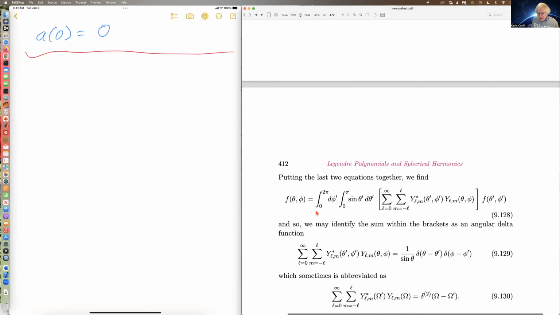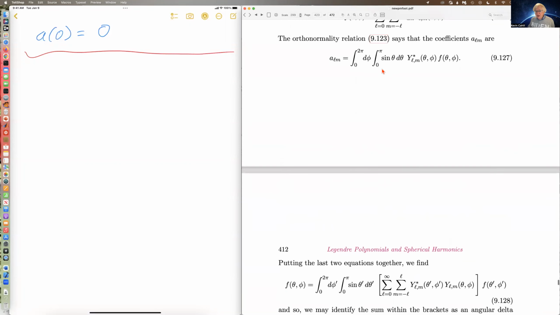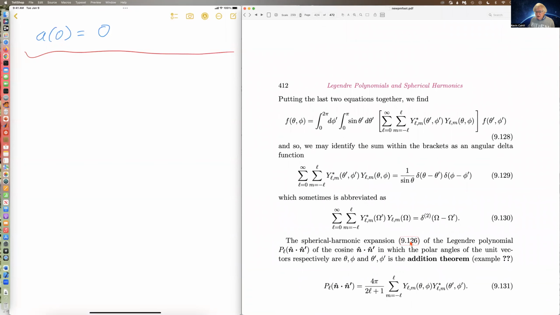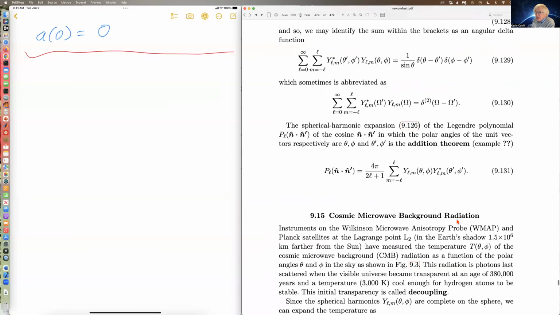Putting them together, you get F of theta and phi is an integral over the sphere of F of theta prime and phi prime times this sum here. And that tells us that this sum is a delta function, an angular delta function with a factor of 1 over sine theta to cancel this term. And this is sometimes abbreviated this way, delta 2 of omega minus omega prime.